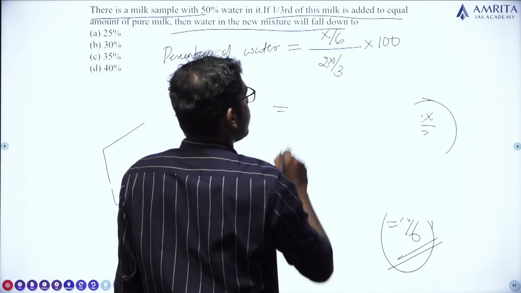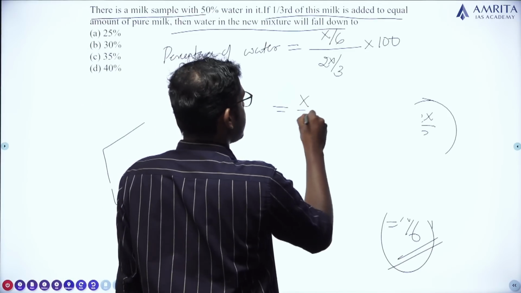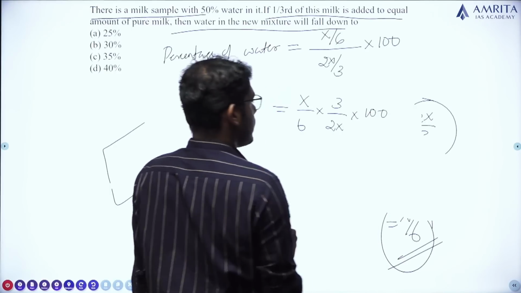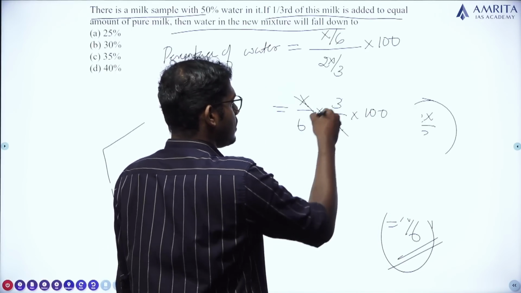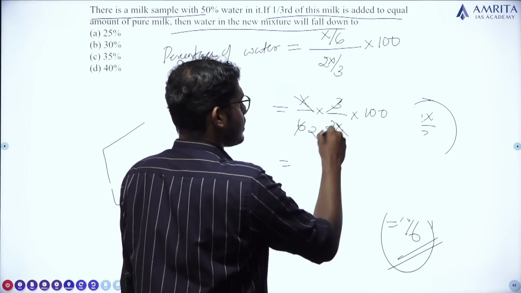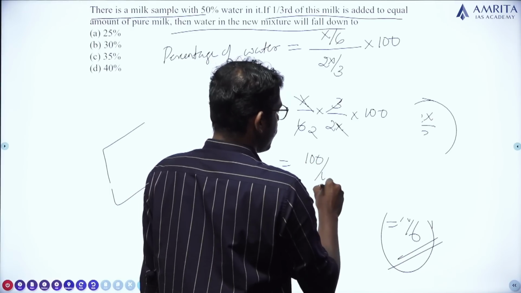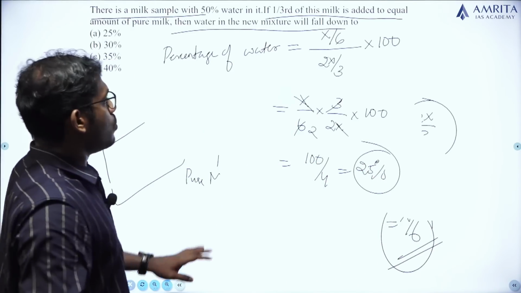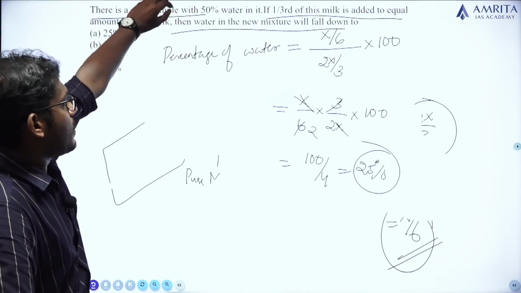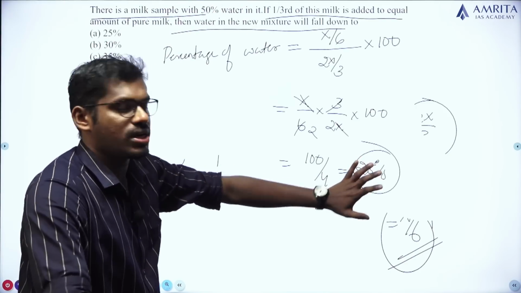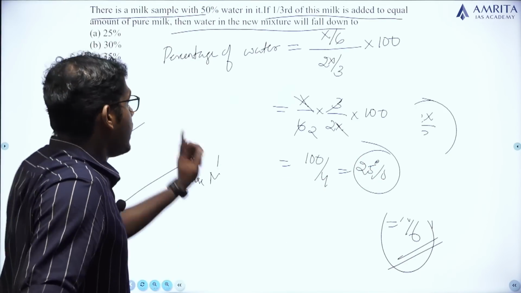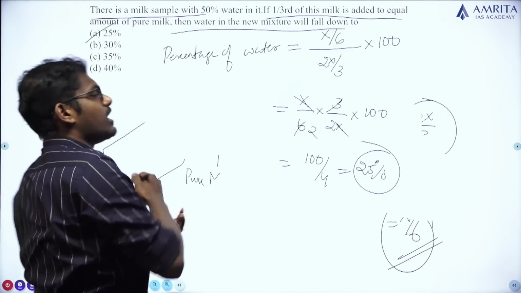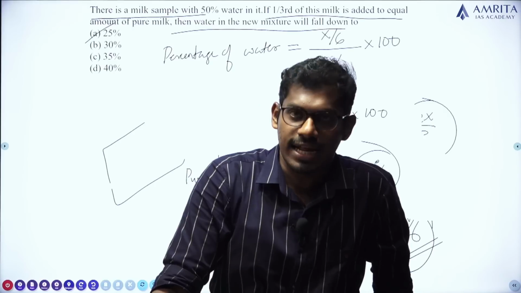So x by 6 divided by 2x by 3 is x by 6 into 3 divided by 2x, into 100. So x will cancel, 3 by 6 is 1 by 2, 100 by 4, that is 25%. Initially there was 50% water in it. Now the mixture contains only 25% water. It means the water in the new mixture will fall down to 25%. The answer is the correct answer.